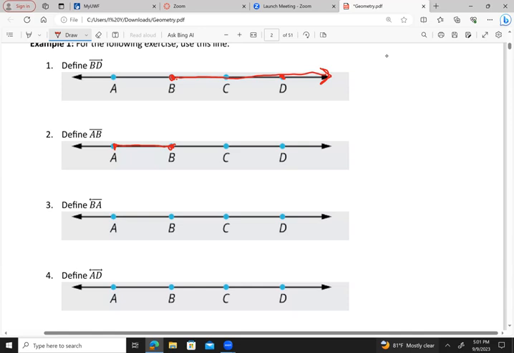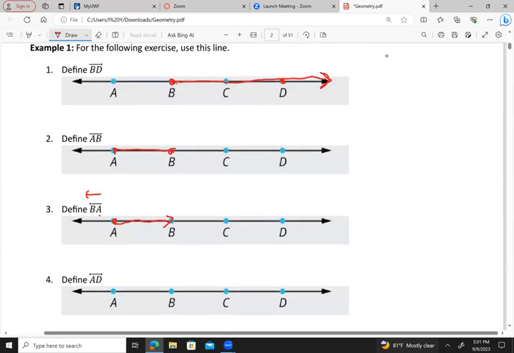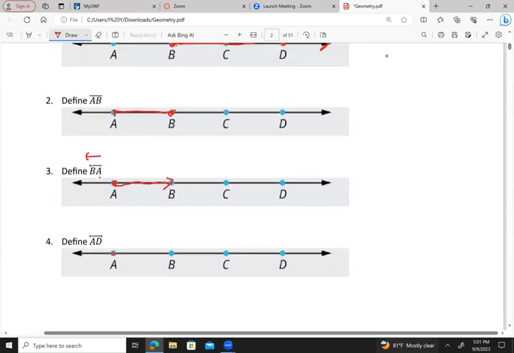Now this is where you have to be careful. Note the arrow, even though it's pointing this way, on our number line, we're actually going this way because we're starting at A and going to B. And here we have the line A to D, so we include point A, we include point D, and we extend in both directions.